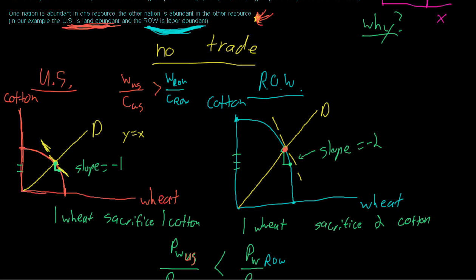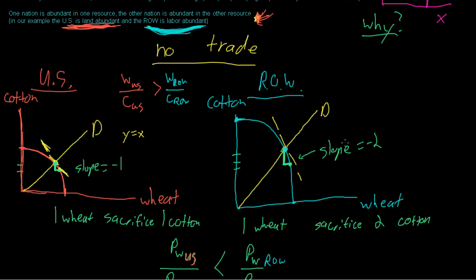And that's because the US, well, we'll get to that in a second. So for the rest of the world, because the rest of the world is so good at producing cotton, because the rest of the world is labor abundant and cotton is labor intensive, to produce 1 more unit of wheat at this same point, it has to sacrifice 2 units of cotton. And you can see graphically how that really kind of plays out.